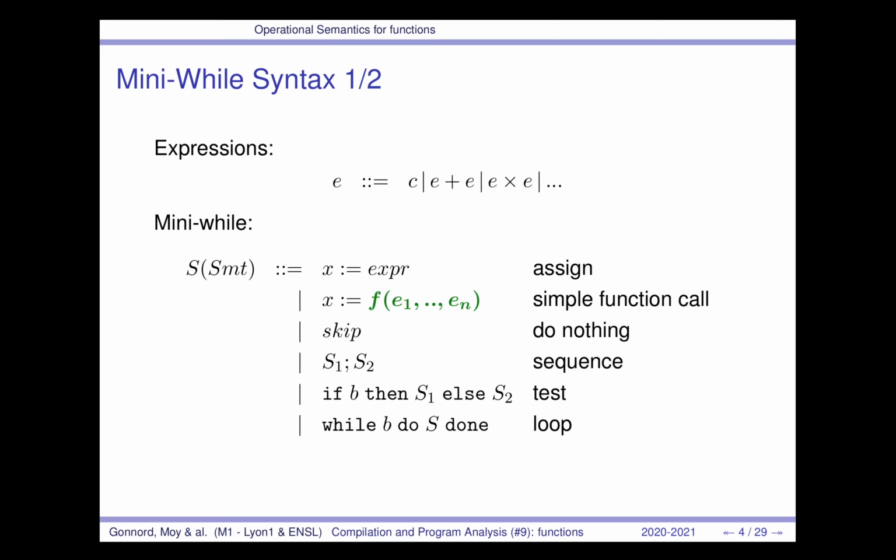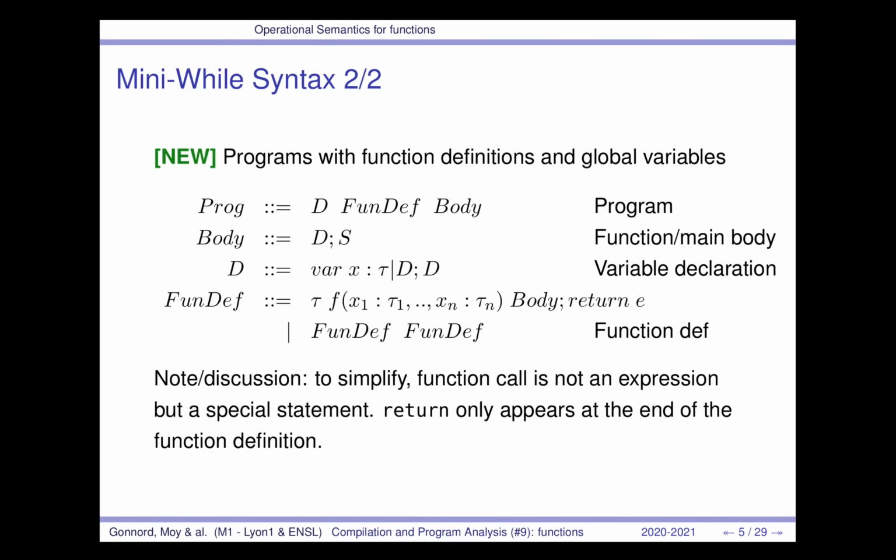The other statements are the statements you already know. You have skip, which does nothing. You have the sequence, you have test, and you have the loop. Same thing, they were detailed in a previous course, so I won't necessarily have to detail them here. Before, that was mostly our syntax.